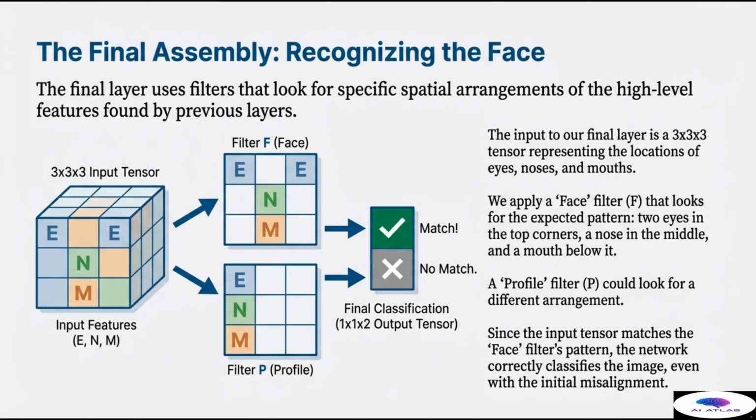Conversely, Filter P, the profile filter, would look for a different arrangement, perhaps all features shifted to one side, and would result in a no match. Because our input tensor strongly matches the face filter's pattern, the network correctly classifies the image as a face. This stage demonstrates how the hierarchical structure, aided by pooling, allows the network to correctly classify the image based on the relative arrangement of parts, even with the initial misalignment that would have fooled our simple, rigid filters.